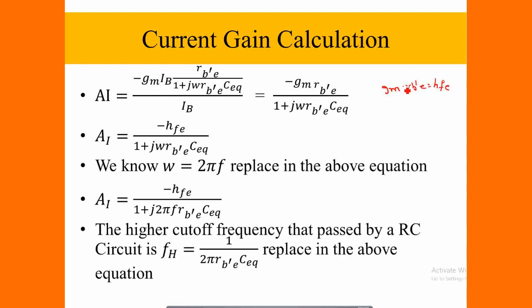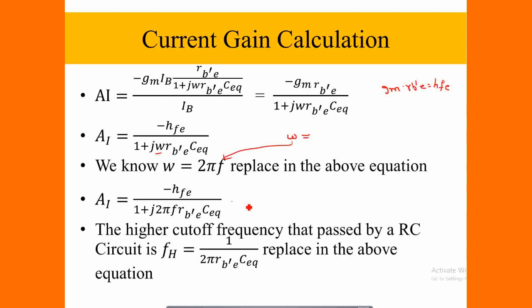Then the same has been replaced over here: minus hfe by 1 plus j omega rb'e into C equivalent. We know omega is the angular frequency, to be written in the form of 2 pi f. The same has been replaced over here, omega equal to 2 pi f. Then the current gain equation has been modified as minus hfe by 1 plus j 2 pi f rb'e into C equivalent.